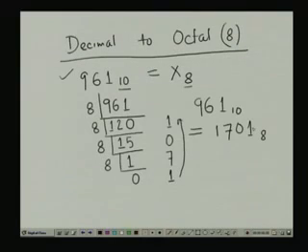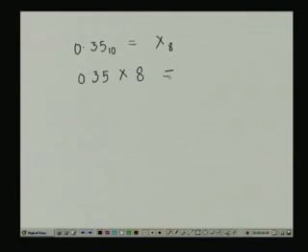And in a similar way I can do the fraction also. Let us take one example. Say some decimal, we take 0.35, and again I want some x in octal. Now, the rule is multiplication. So, 0.35 will be multiplied by 8, and what will be the value?